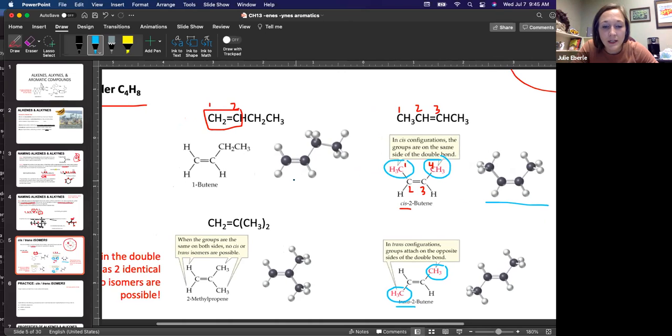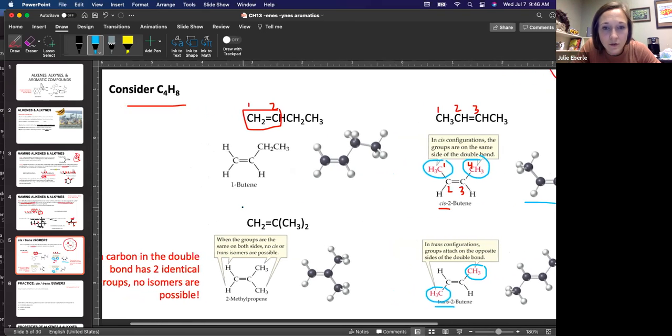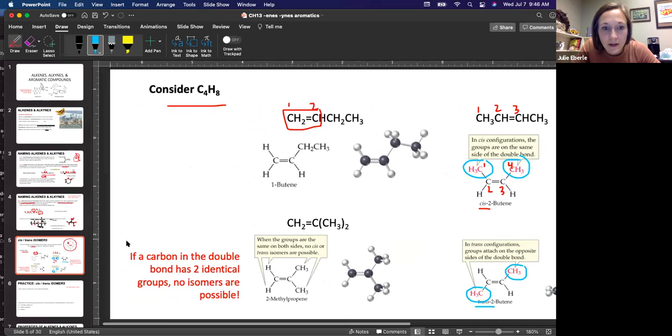Over here to 1-butene, and then even 2-methylpropene is another isomer of our butene molecule. Why can we not have cis trans isomers with these? Okay, well, I want to read this right here. If a carbon in the double bond has 2 identical groups, and when I say groups, it could just be a hydrogen, we consider that a group, then no isomers are possible.